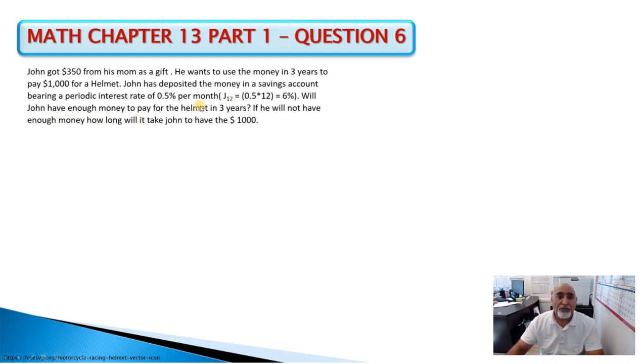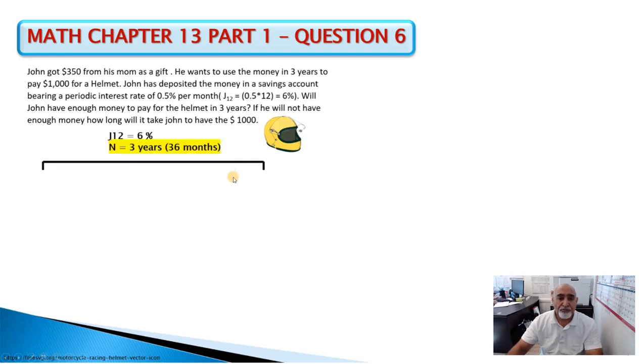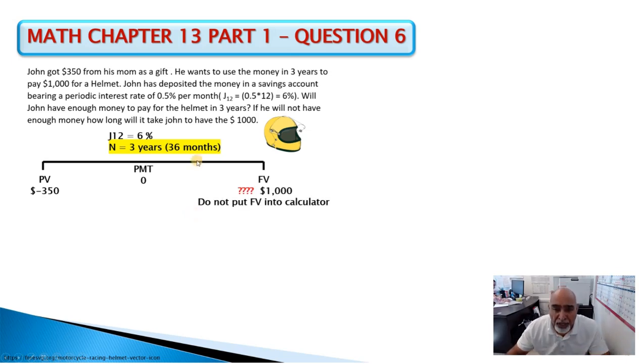Will John have enough money to pay for the helmet in 3 years? If he will not have enough money, how long will it take John to save the $1,000? So 2 questions in here. So let's first draw the timeline diagram. Interest rate, J12 equals 6%, and N equals 3 years. Okay. He has $350 now, and he's not going to save any more money in those 36 months. He wants to make sure he has $1,000. But be careful, we do not put the $1,000 part into the calculator. We find the FV.